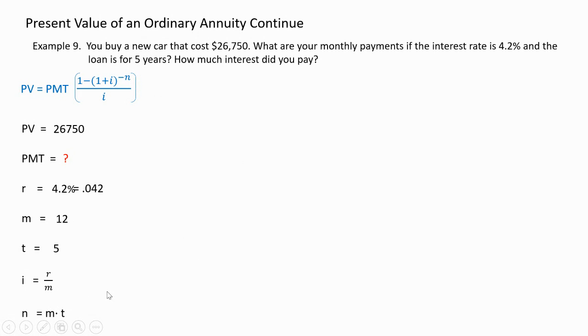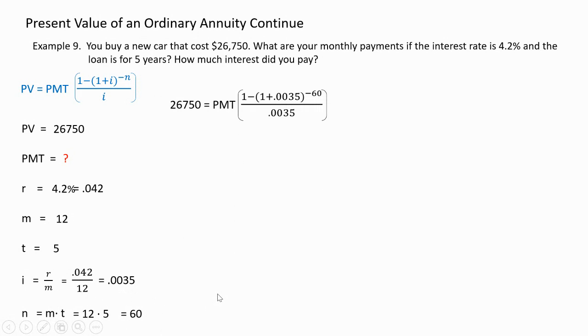So again, for the I, the formula is R divided by M, 0.042 divided by 12, which gives us 0.0035. And N is equal to M times T, which is 12 times 5, which is 60. Let's plug everything in. Again, we're going to use the inverse key because we're looking for the payment. If the payment was given and we were looking for the present value, I would just plug it in as it is in the calculator. But in this case, a key thing is that we're going to have to use the inverse.